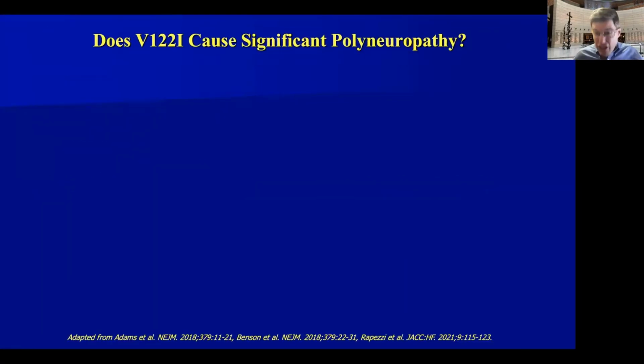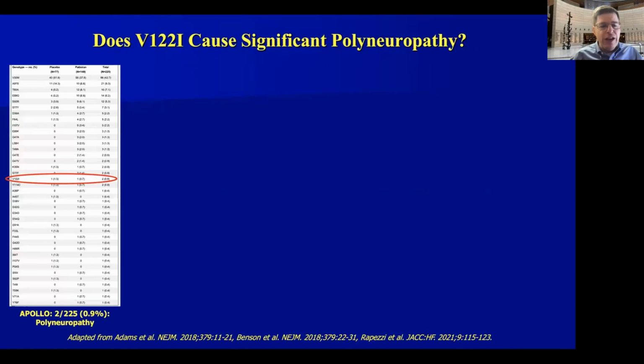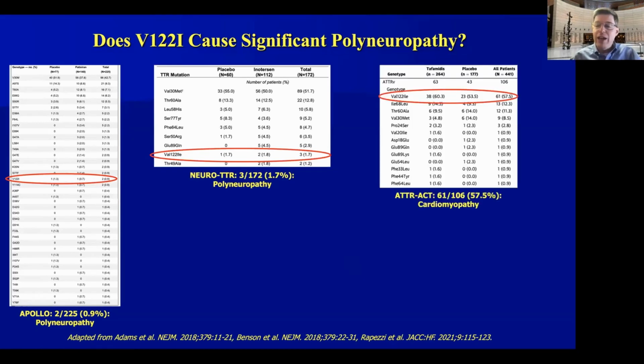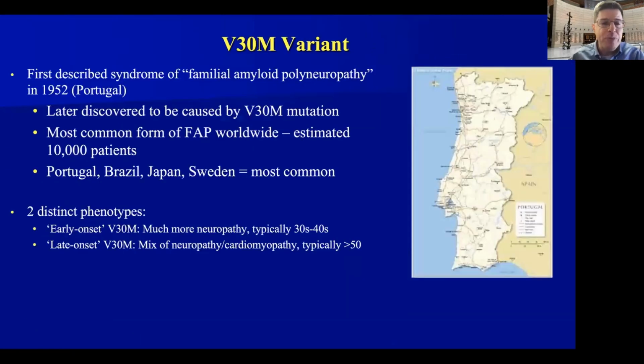So I'd like to actually look at the clinical trials. And if you look at major clinical trials, here was Apollo, which was a polyneuropathy trial. Only 2 out of 225 patients in the entire trial had this mutation that's otherwise the most common mutation. Same sort of thing in another silencer polyneuropathy trial. Whereas when you get into the cardiomyopathy trial and you look at the hereditary patients, over half had this mutation. So clearly it predominantly causes cardiomyopathy, at most a little polyneuropathy.